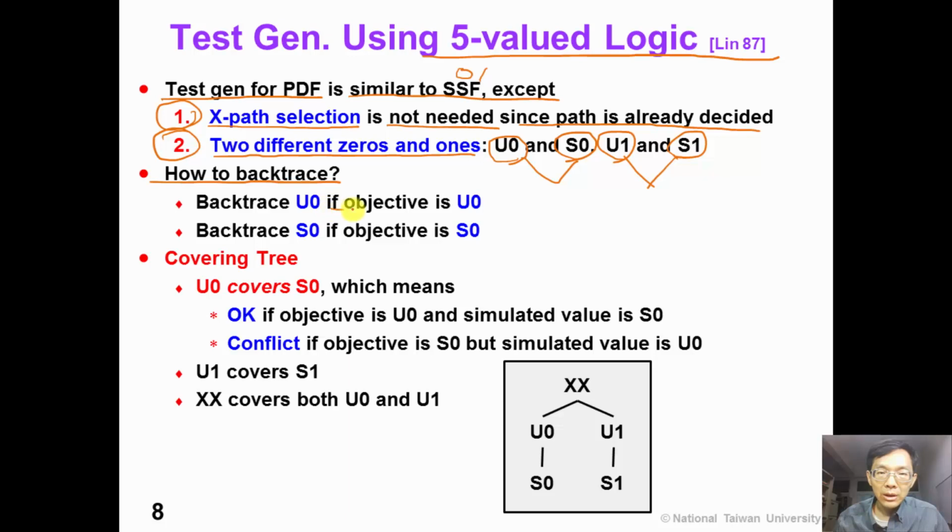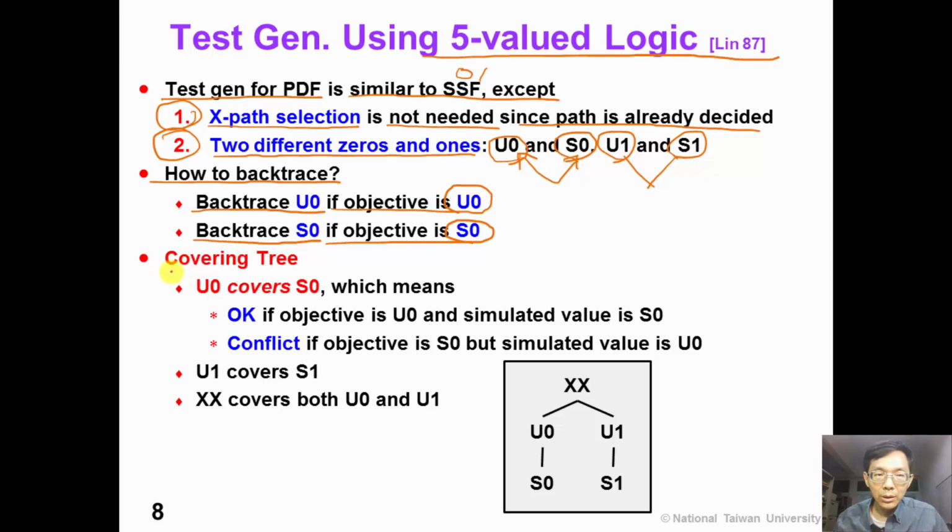If our objective is U0, then we simply backtrace U0. If our objective is static 0, then we backtrace static 0. This is pretty intuitive. So we can distinguish between U0 and S0.